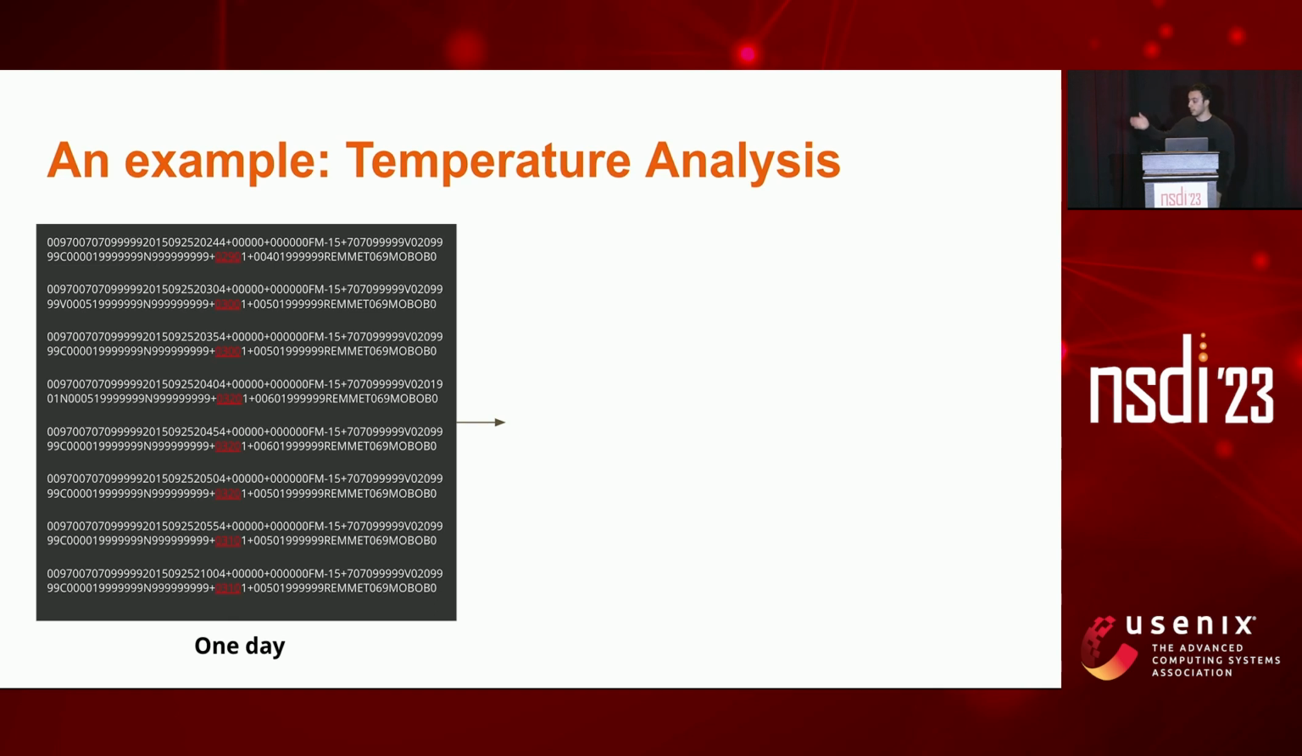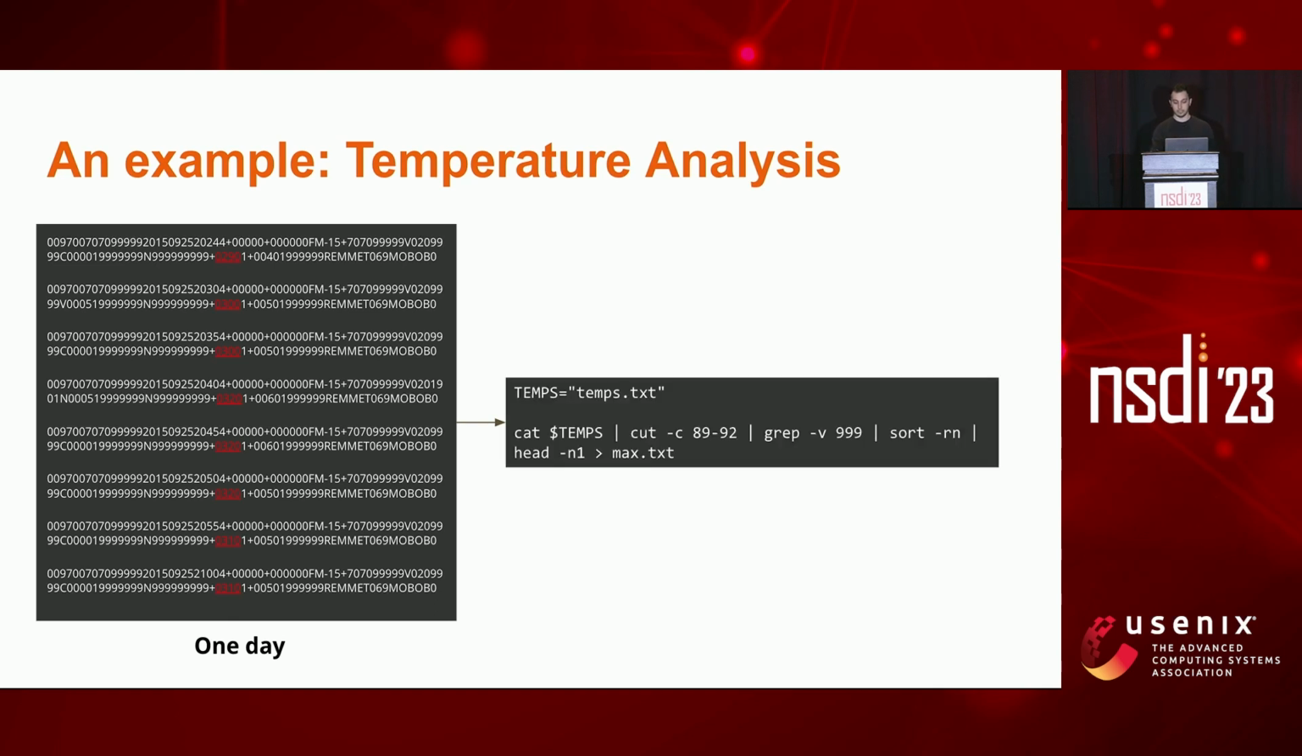If you want to find the max temperature, you could write a script like this. This script reads the data using cat. Then it takes the characters 88 to 92, which are the ones highlighted in red. Then it removes any invalid temperatures, represented by 9999. And then it sorts in reverse order and takes the first element. And that would be your max temperature. This would take on your own computer less than 1 second.